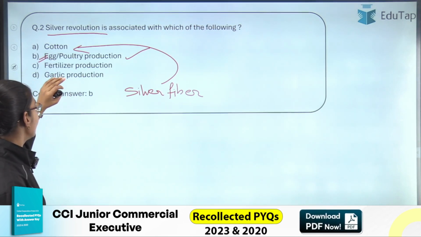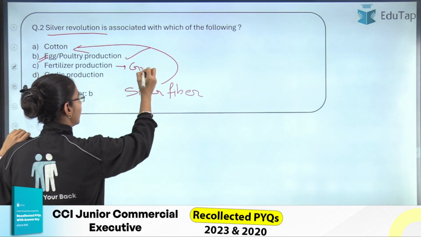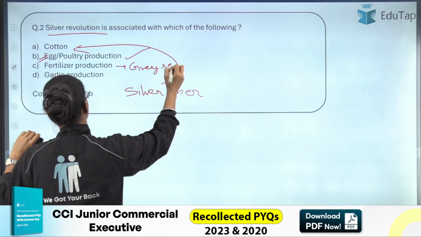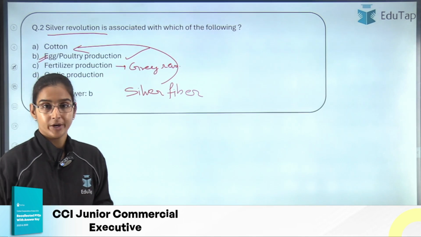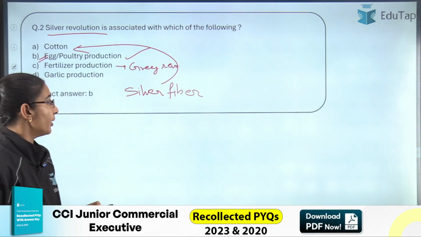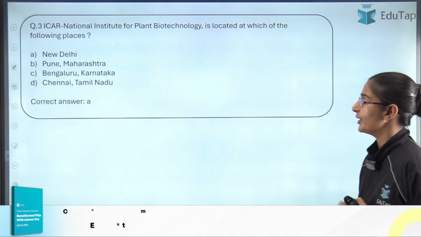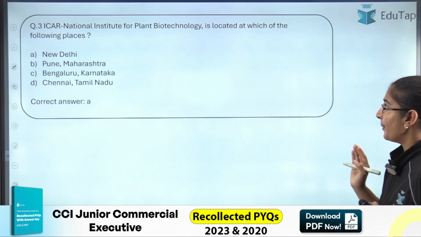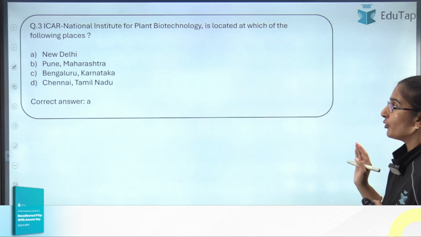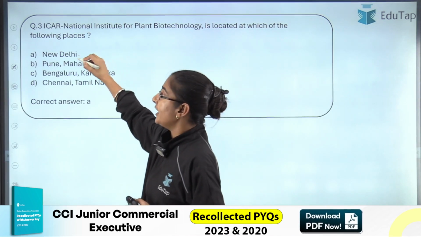Okay, after that we have fertilizer production. For fertilizer production we had the grey revolution. So these were certain important revolutions which you have to keep in mind. All right, and the last question that we had in the previous homework was, ICAR National Institute for Plant Biotechnology is located at which of the following places? The correct answer here is option A, New Delhi.